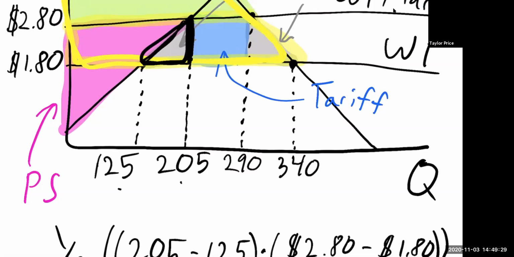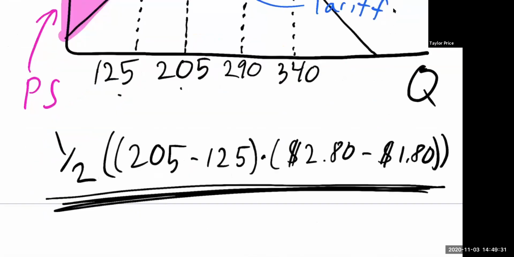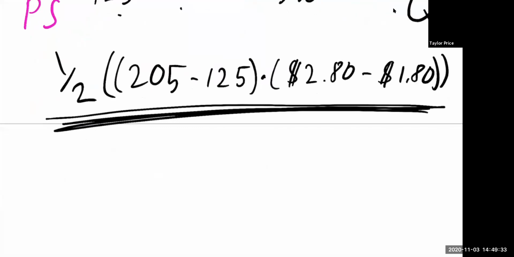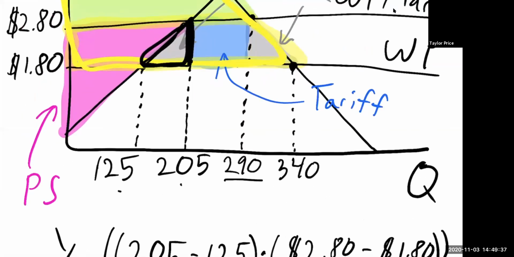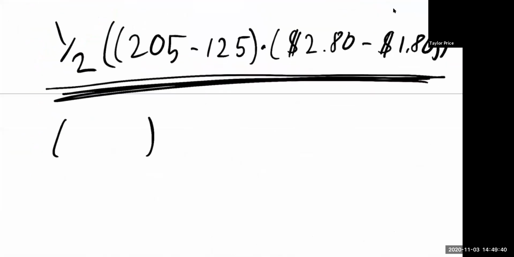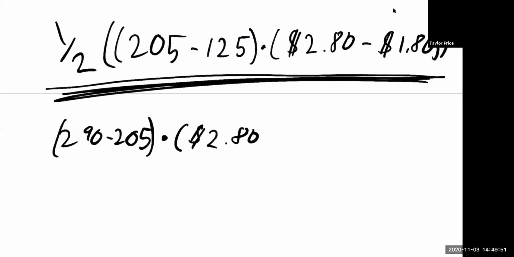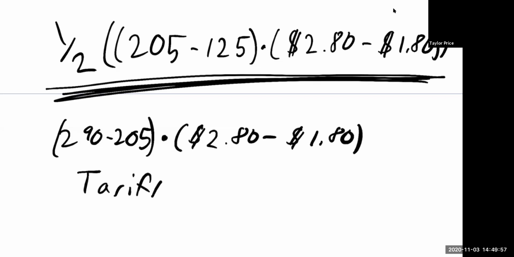And then for the tariff, if we wanted to compute the tariff, we would basically take the difference between the 290 and 205. So 290 minus 205. And then multiply that by the amount of the tariff, which in this case is a dollar. And that's how you would determine tariff revenue.